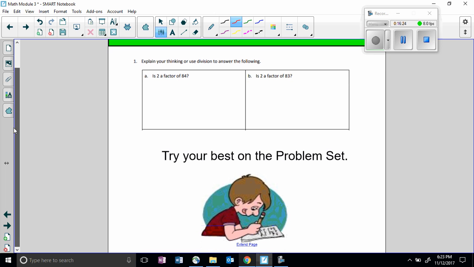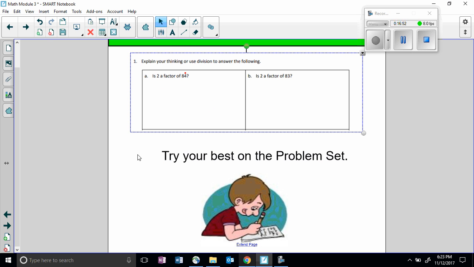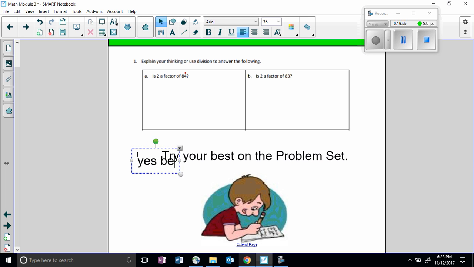Alright. So, explain your thinking or use division. You don't have to do both. That's what's awesome. So let's look at, this is in your math journal, this is problems 1A and 1B. Is 2 a factor of 84? Well, we know that if it's a factor of 2, the number has to be even. Is 84 even? Let's look at that digit. 4. 4 is an even number. And I'm going to put right here, yes, because 84 is an even number.